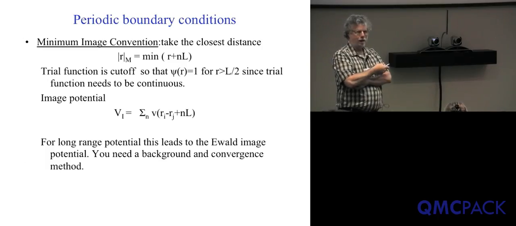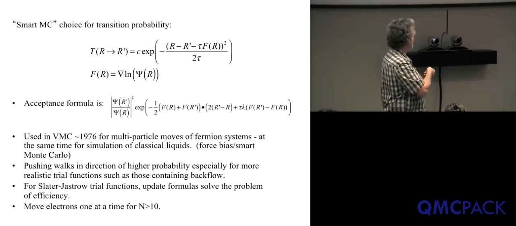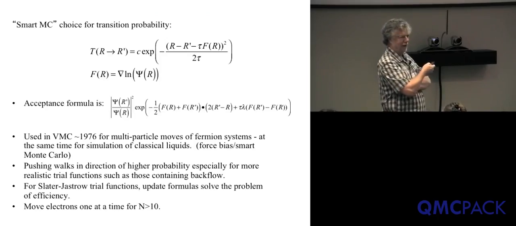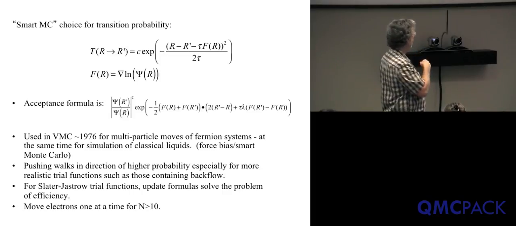Sorry, lambda again? Oh, lambda, I'm sorry. In atomic units, it's 1. Lambda is h bar squared over 2m. Okay. I'm sorry. My notation wasn't explained.